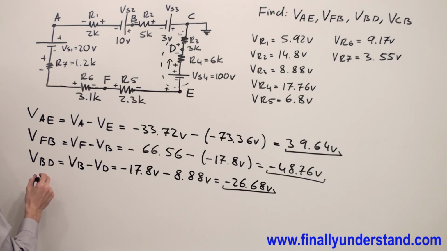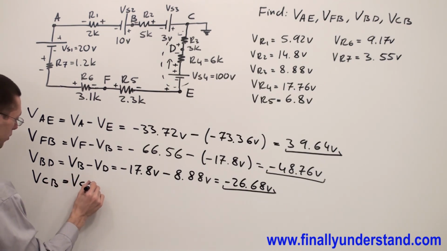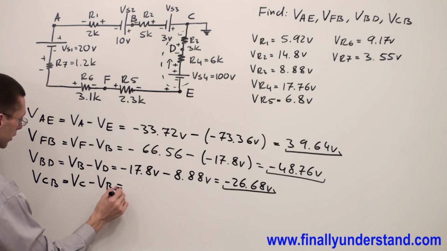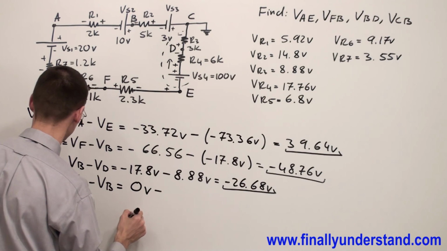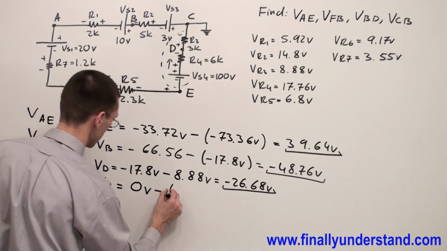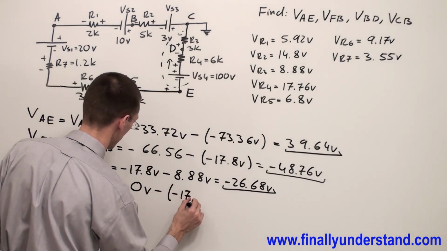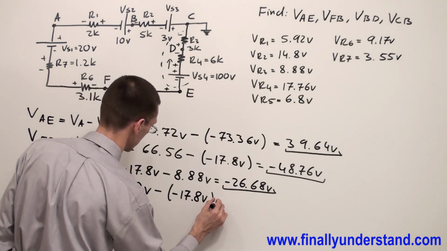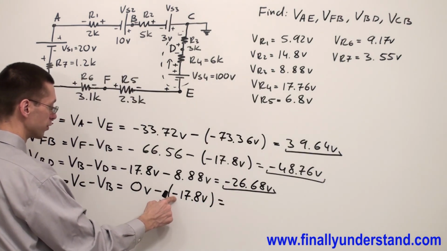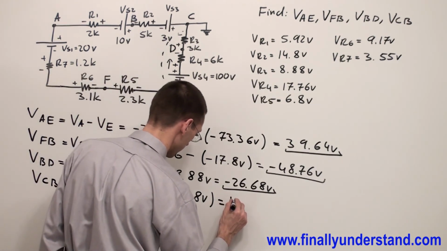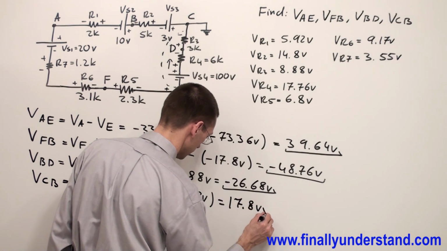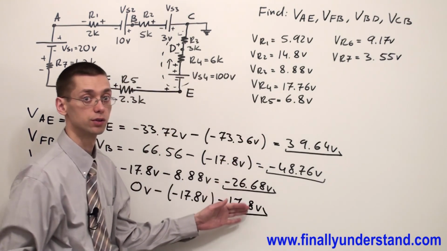Next, we're supposed to find VCB. This is nothing else but VC minus VB, where VC is equal to 0 volts minus VB, negative 17.8 volts. Negative times negative gives me positive. 0 plus 17.8 gives me 17.8 volts. These are the solutions to my problem.